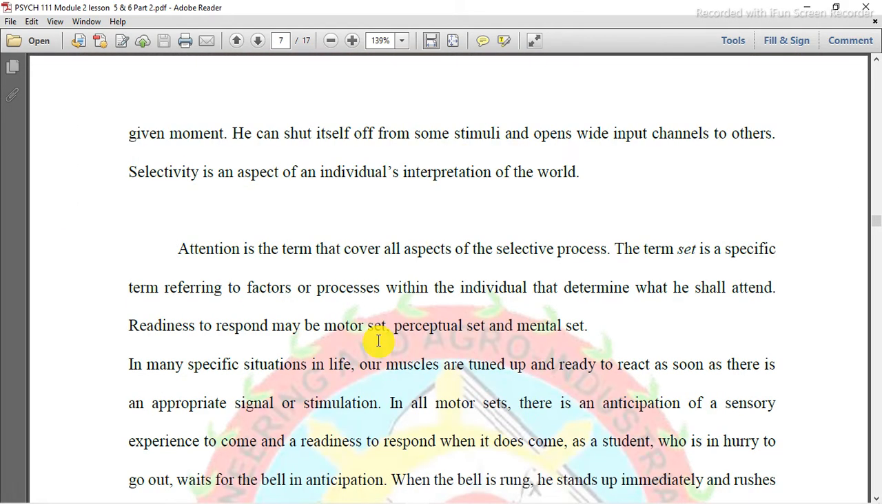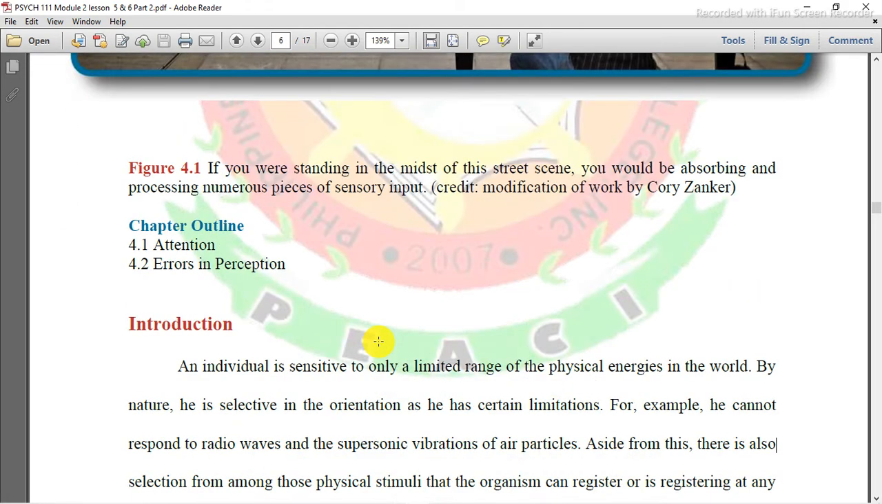So introduction tayo, no? An individual is sensitive to only a limited range of physical energies in the world. By nature, he is selective in orientation as he has certain limitations. For example, he cannot respond to radio waves and supersonic vibrations of air particles at some point kasi nga maliliit ito. So accordingly, limited lang po yung range natin, ang attention natin. May mga bagay talaga tayo sa range natin as humans na hindi saklaw ng range natin.